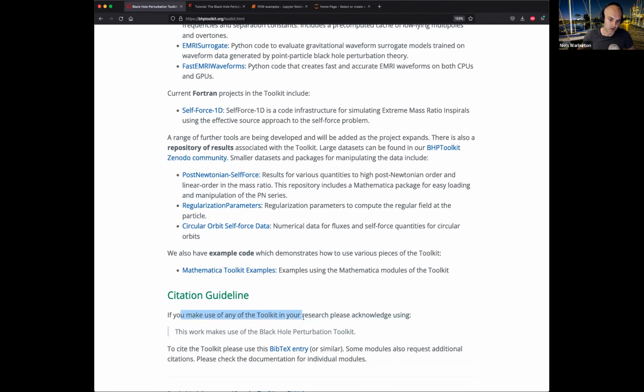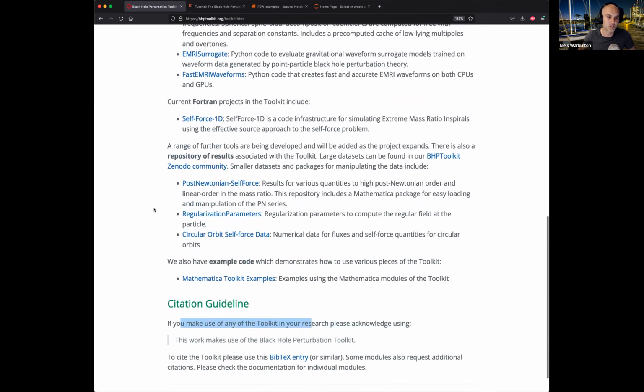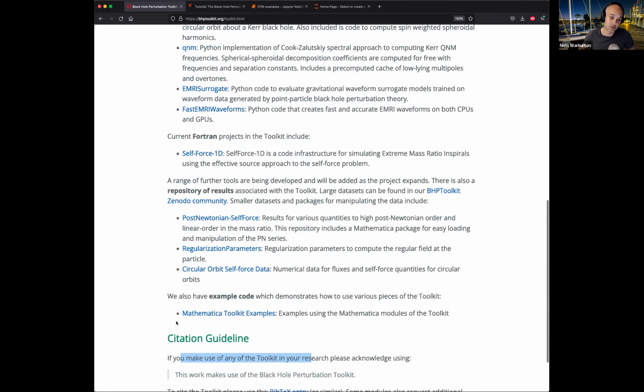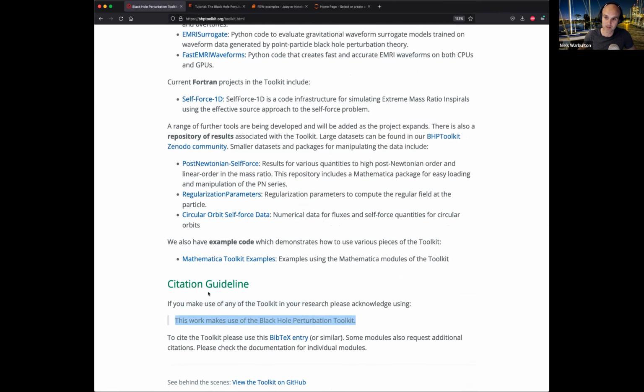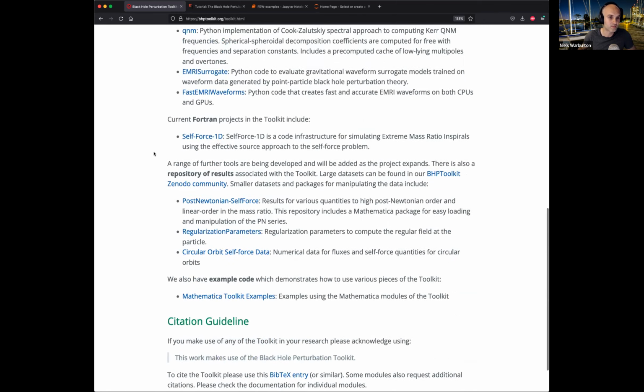And yeah, as Barry mentioned, if you do ever end up using it, then of course, please do cite the toolkit in this simple way. At the moment, that's all we have, but it really does help us keep track of who's using it, because you can basically just Google this sentence and you'll find all the papers that have actually acknowledged the toolkit. So it's very useful.